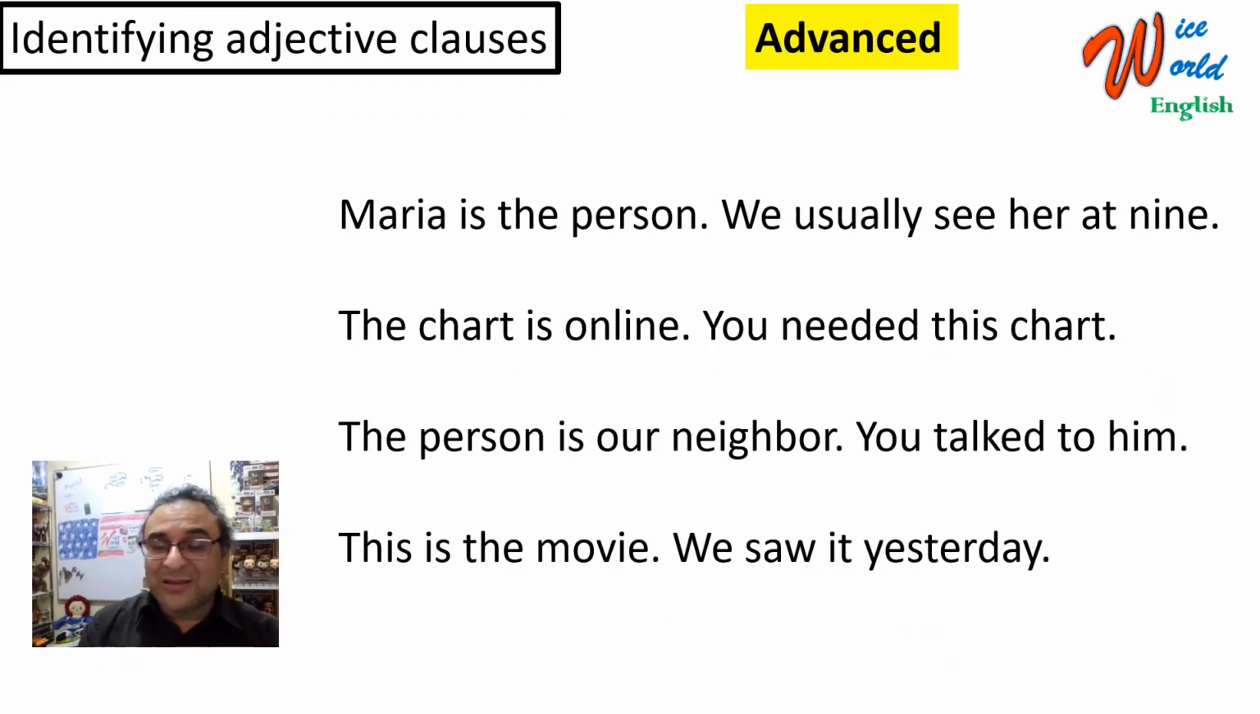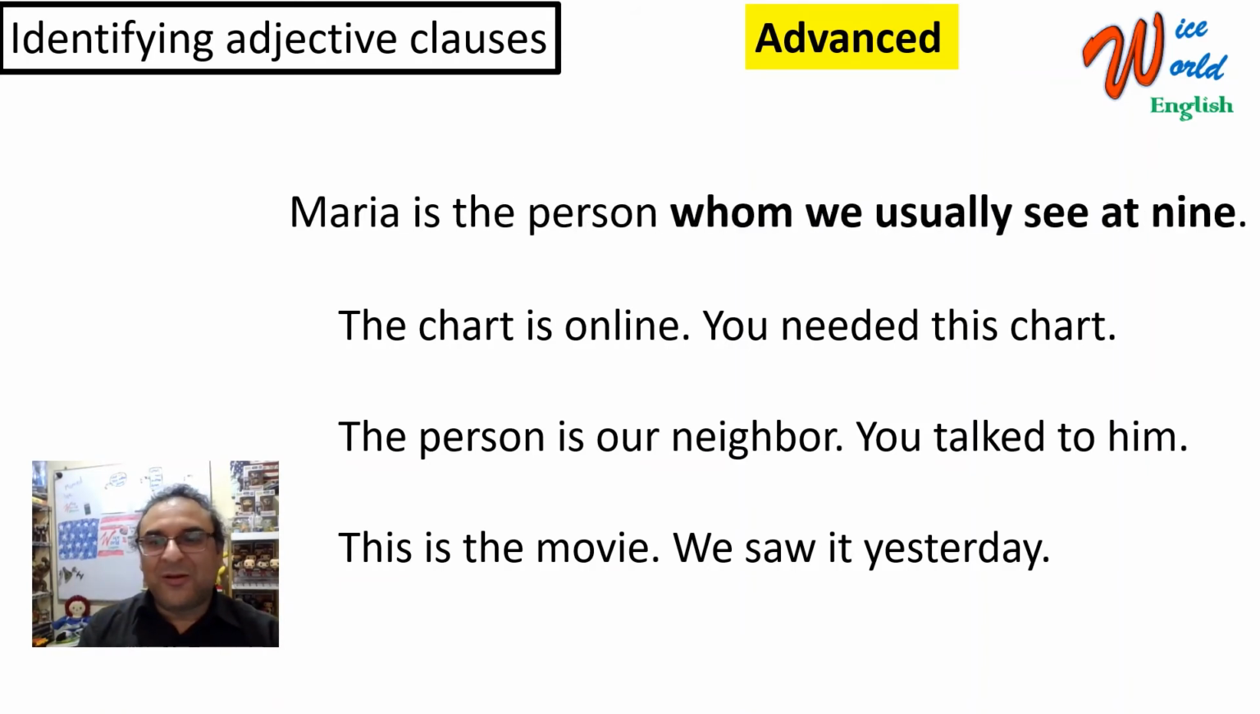All right, let's have some practice very fast, step by step. Okay, first I want you to connect the clauses that you have there using whom or which, as we practiced before and in the previous videos. Okay, that's the first one. Maria is a person whom we usually see at night.